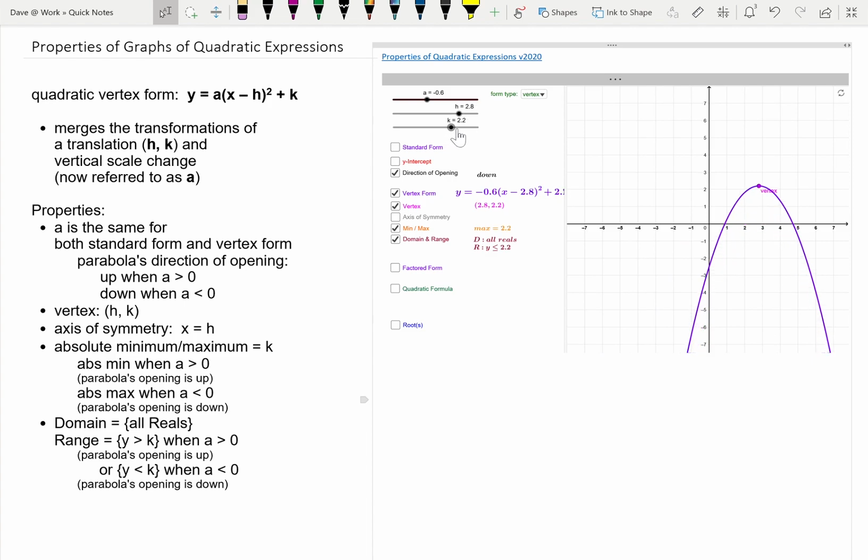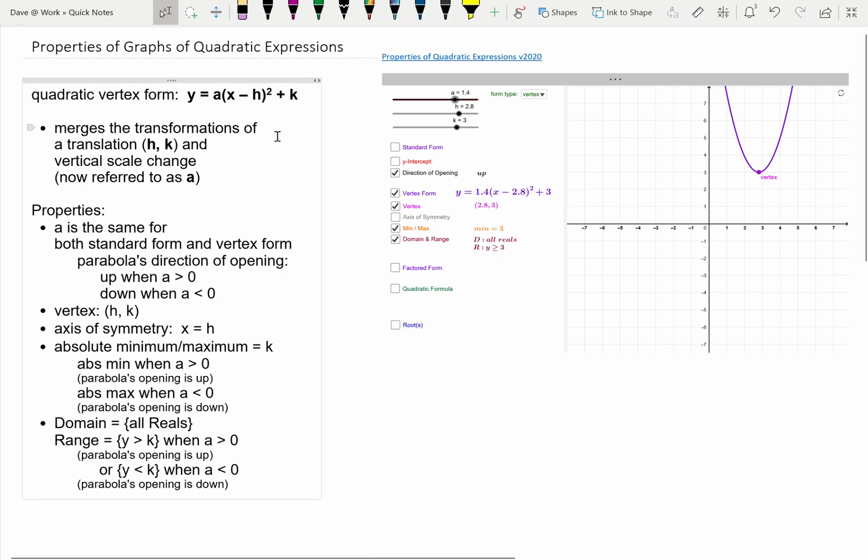But on the other hand, let's say I go to 3. My maximum is 3 because I'm going in the downward direction, because my a is negative. Therefore, my range is going to be all y's less than or equal to 3. If I make my a positive, the vertex hasn't moved, so now the vertex just means it's going to be the minimum height, which is 3, and my range will now be all values of y greater than or equal to 3.